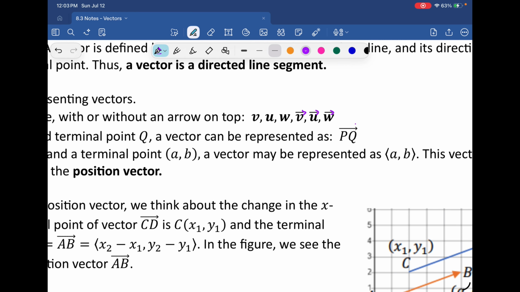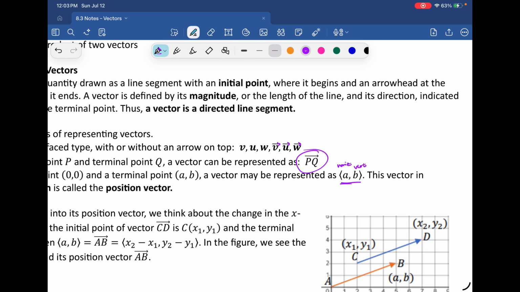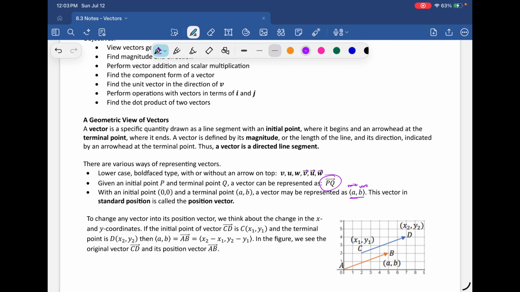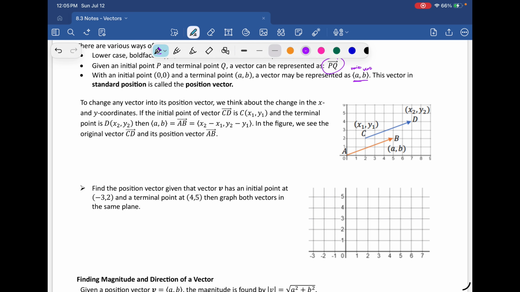You could also see it written as the initial and terminal point with the arrow above it, or as its components. This tells you how far, this is your horizontal, and this is your vertical. So how far left and right and how far up and down, basically a point. That's called your position vector. To rewrite any vector as its position vector, you need to know its initial point and its terminal point.